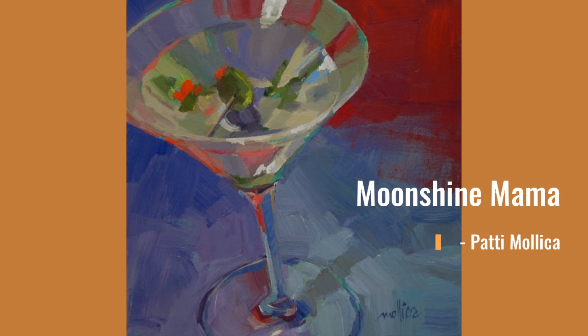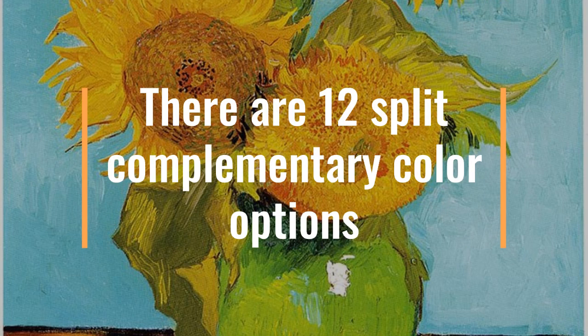In this acrylic painting by Patty Molika, you can see a split complementary color scheme of red, yellow-green, and blue-green. There are 12 split complementary color options, and typically this will be one warm color and two cold colors, or one cold color and two warm colors.